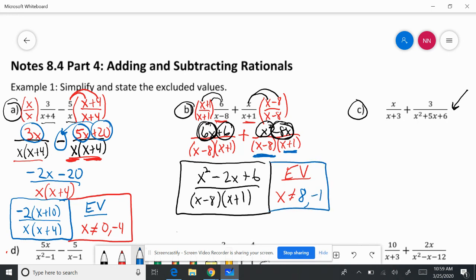Now, for letter C, this is going to be a little bit new. We have a trinomial, just as I mentioned before. So when we have a trinomial, we're going to factor it. We're looking for two numbers that multiply together to give us 6 and add up to 5. And that would be 3 and 2. So what we have is x plus 3, and we have x plus 2. So that means that our common denominator is x plus 3, x plus 2.